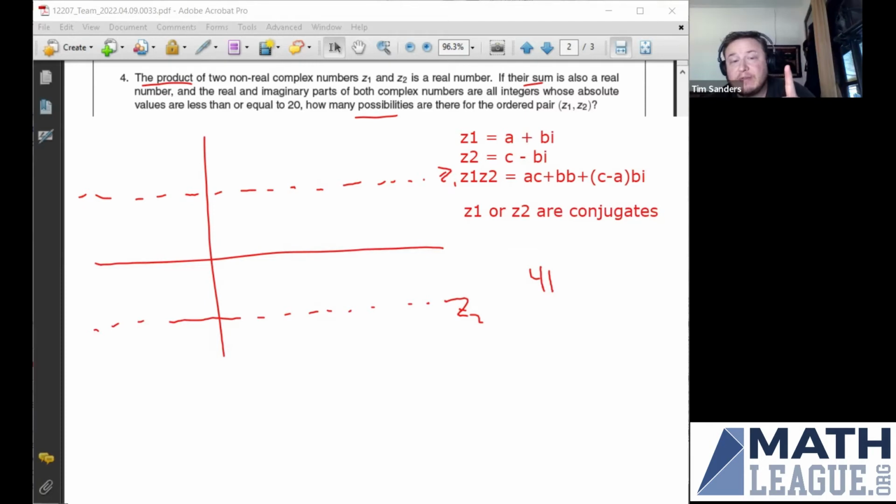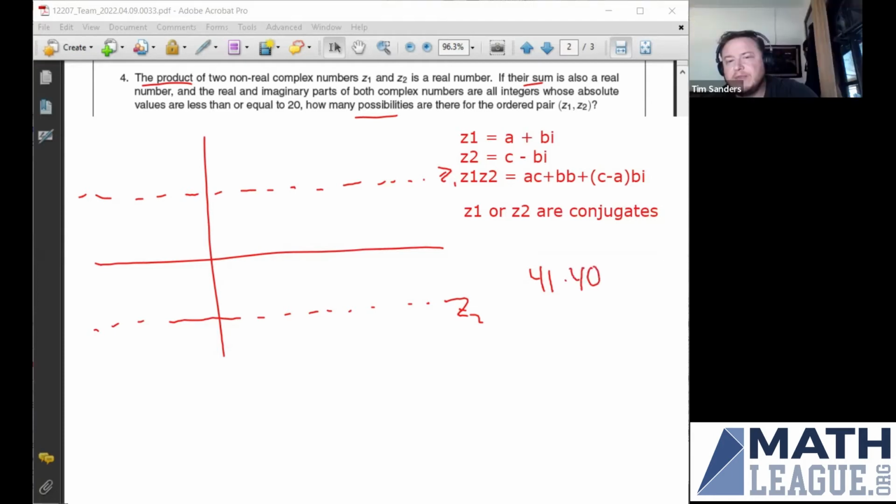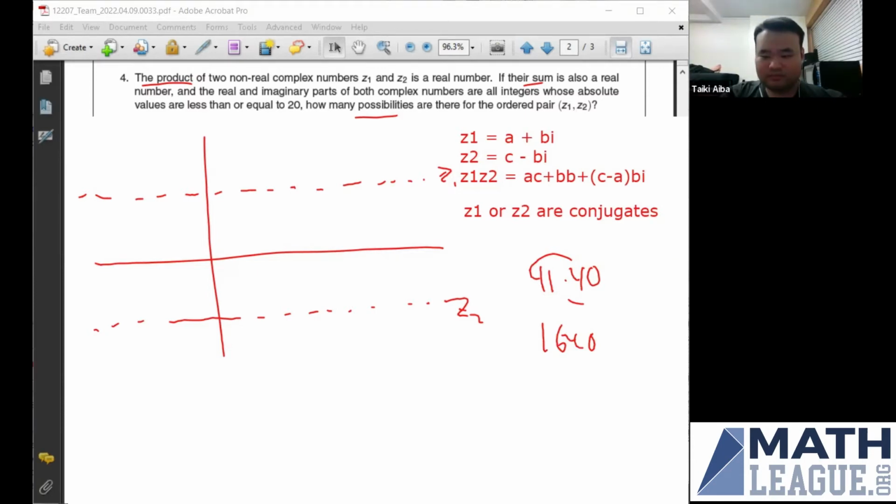Except for one thing, right? We can't have the imaginary part being 0. So I think that 41 turns into a 40. Does that sound right? Yes, it's 40. Okay, and 41 times 40 looks like we got 1640, does that sound right? I think so, yeah. I like those complex number problems.